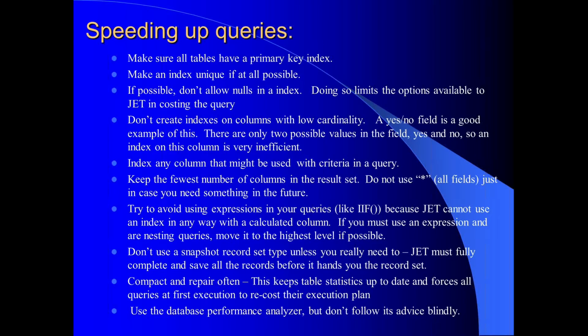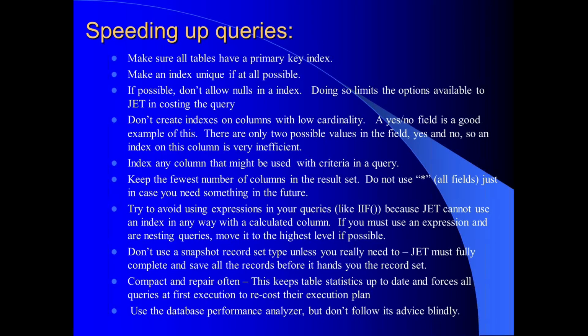Well, if you read my article on keys, you'll understand that comment more, but make sure you have a primary key index, even if you have to add an auto number. It really helps Jet out if the row can be identified uniquely. If it can't identify a row in a table uniquely, its choices are very, very limited in some of the operations it can do. Make the index unique if at all possible. Don't allow nulls in the index.